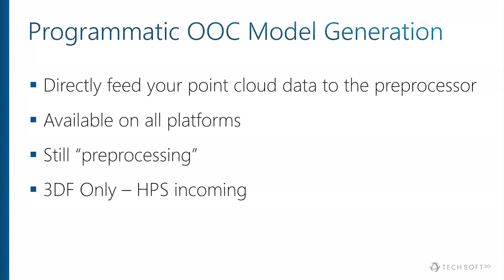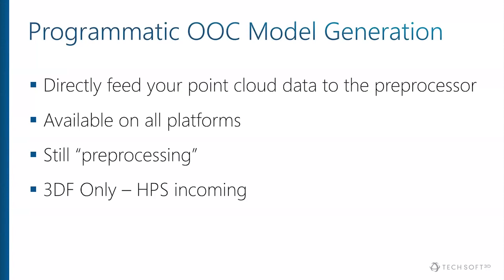It doesn't change anything else. You cannot dynamically add points to the system and then immediately display them. You still have to go through this pre-processing. But what it really allows you to do is leverage your own point cloud formats or your own importers for point cloud data, and then use those to generate the OOC point cloud. And obviously that means you can do this on Linux, on a mobile device, or on any of the platforms that we support.